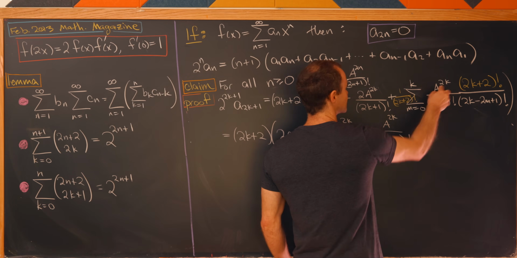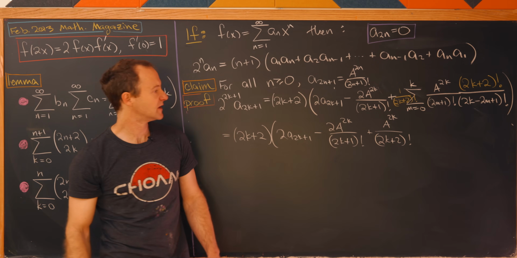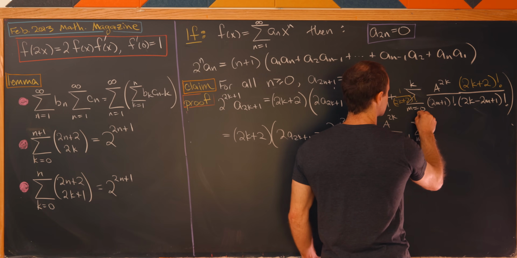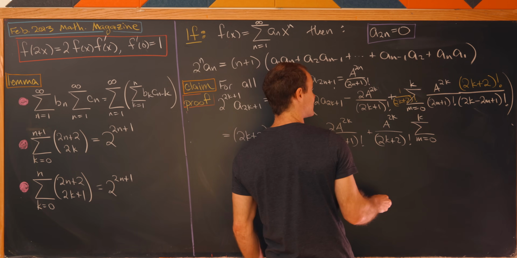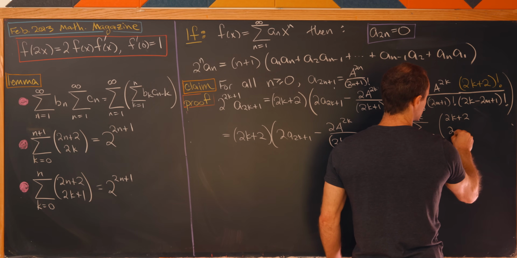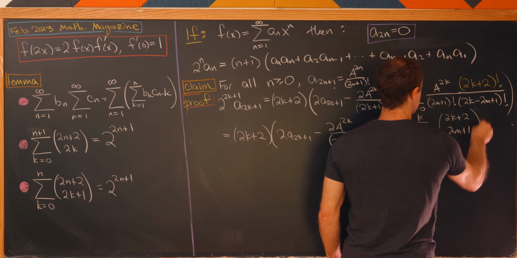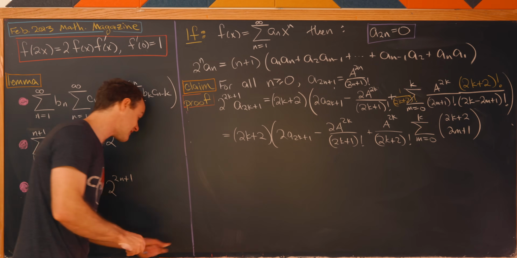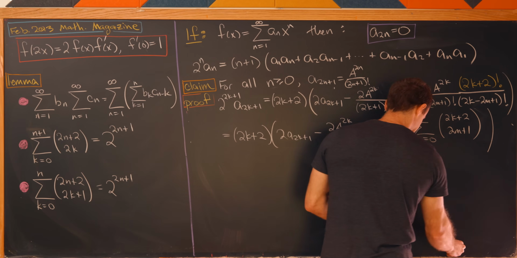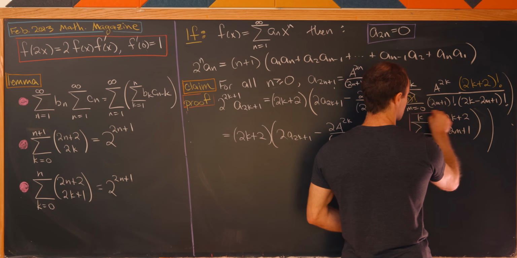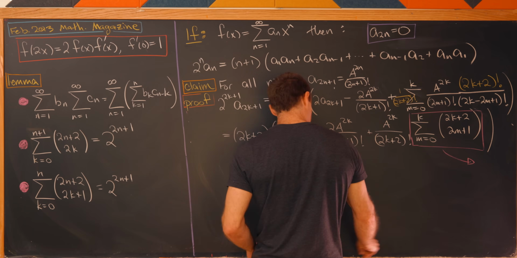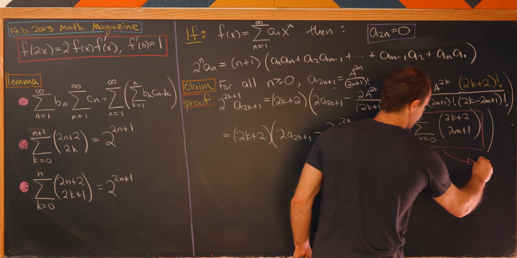And then I'll also bring this a to the 2k out. And then that leaves me with the sum as m goes from 0 up to k of what's left over, which is in fact a binomial coefficient. It's 2k plus 2 choose 2m plus 1. So that's maybe like the biggest trick of this whole problem, to re-express the sum of these odd terms using this binomial coefficient setup so that we can use this binomial coefficient identity which we derived over there.